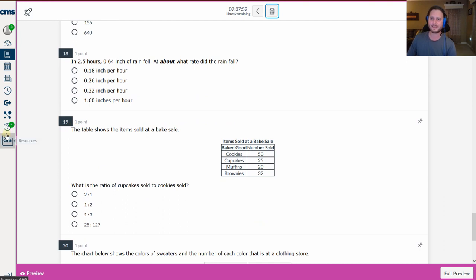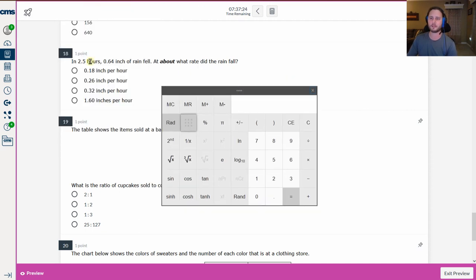For number 18, this one threw a lot of you for a loop, I'm guessing. It's asking what rate did the rain fall? Similar to that airplane question, it tells you which numbers to divide here in the question. Inch per hour. We are dividing the number of inches by the number of hours. A lot of you did it backwards. A lot of you probably did 2.5 hours divided by 0.64 inches, and you would have gotten D, which is wrong.